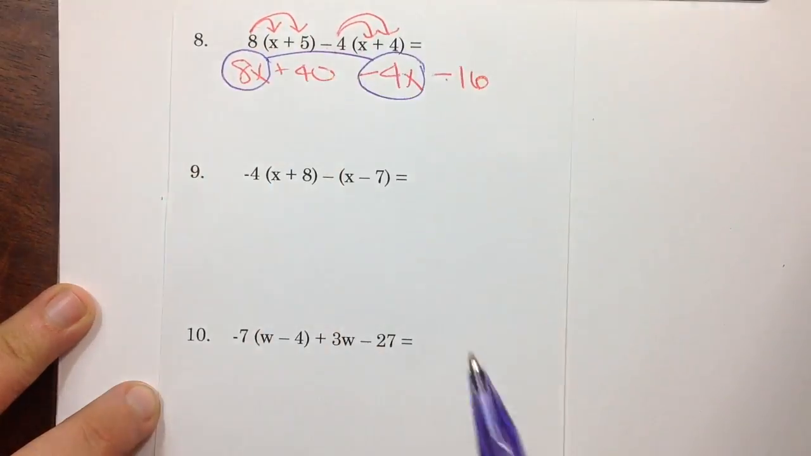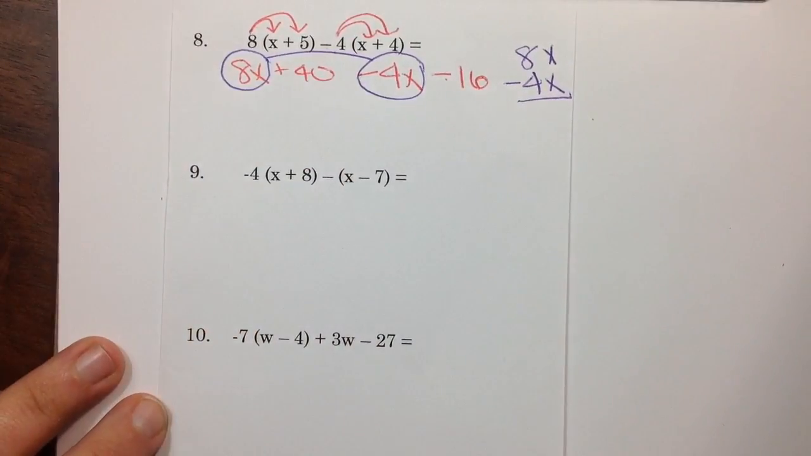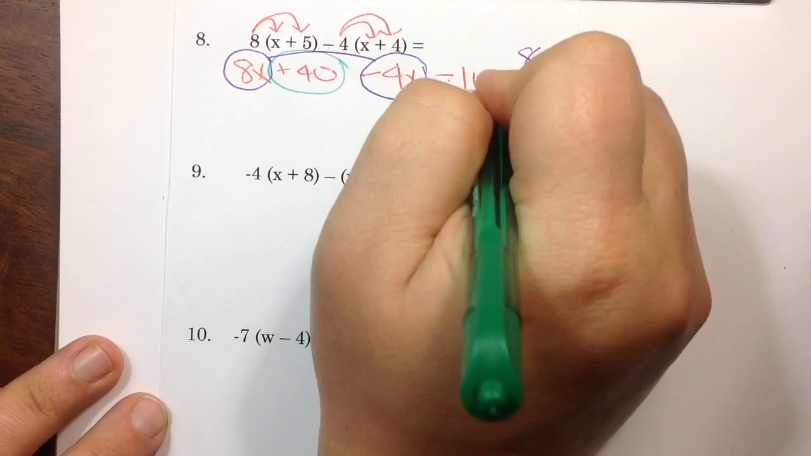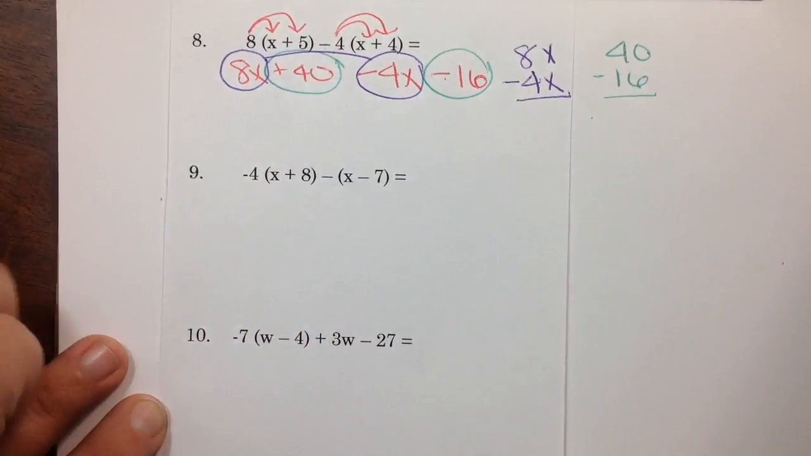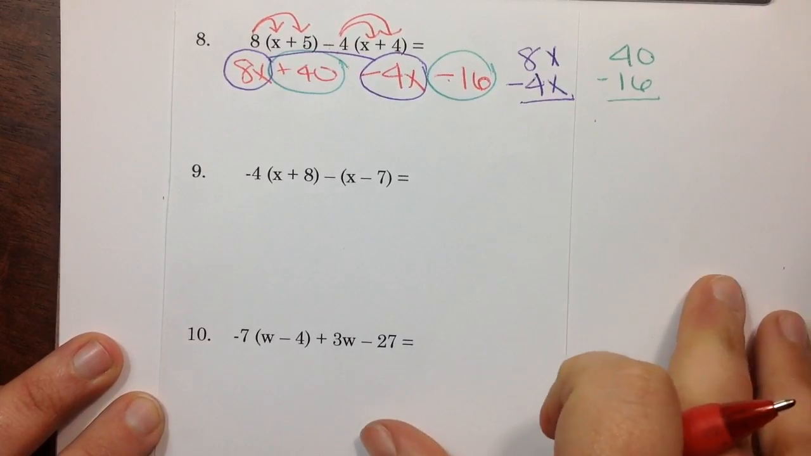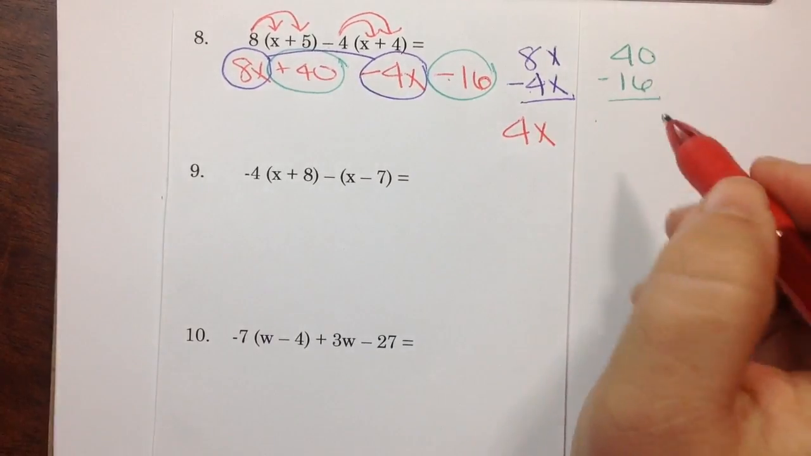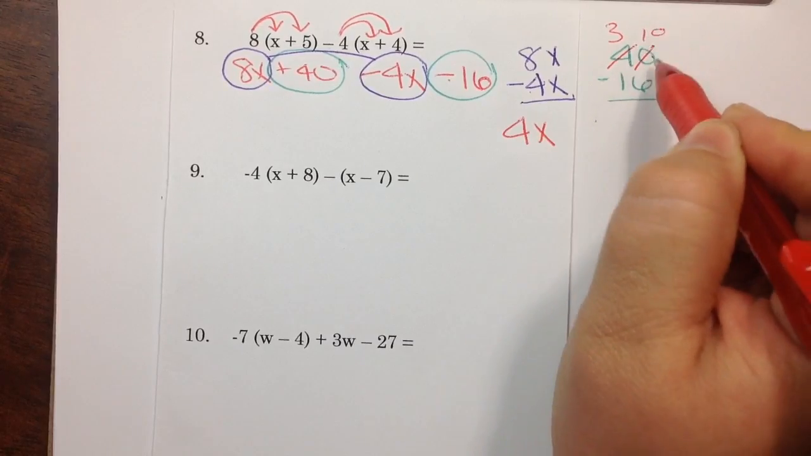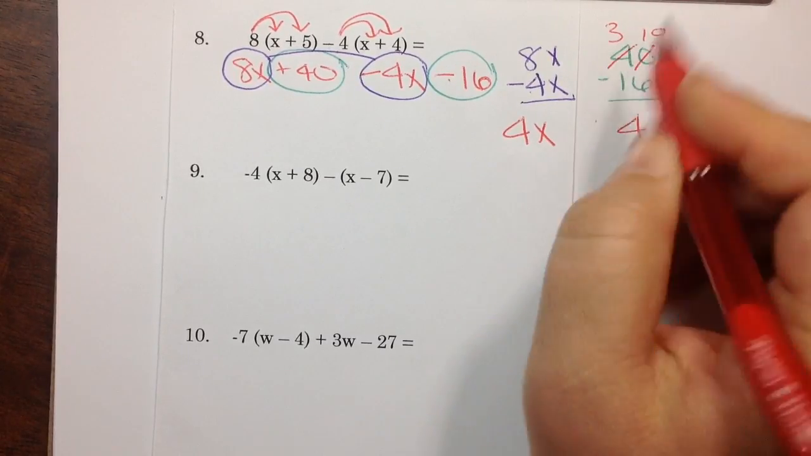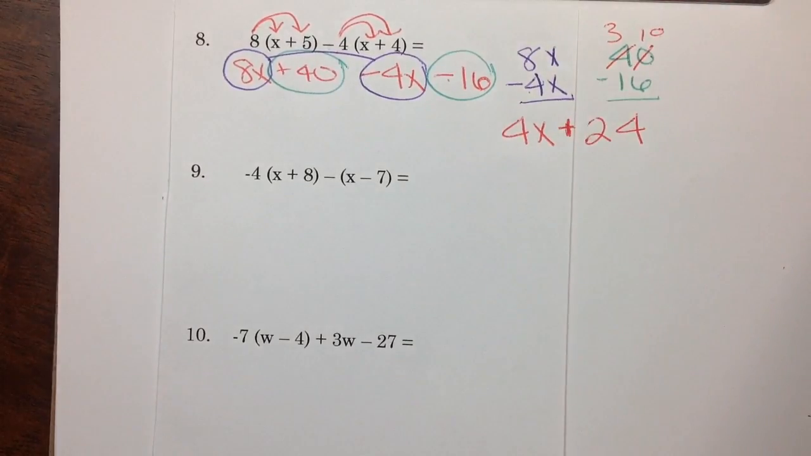The x's can go together, so that would just be 8x minus 4x. The constants, which are numbers by themselves without a variable, can go together, which would be 40 minus 16. And then I would just work it out. So 8 minus 4 is 4x. 40 minus 16, well, 0 cannot subtract 6, so I'll borrow. 10 minus 6 is 4. 3 minus 1 is 2, and it's positive. So your answer would be 4x plus 24.